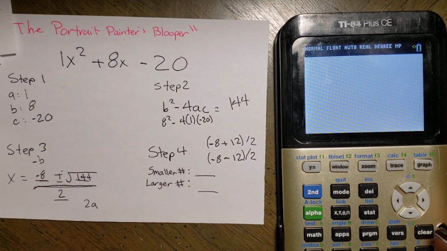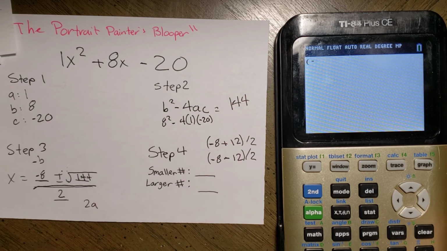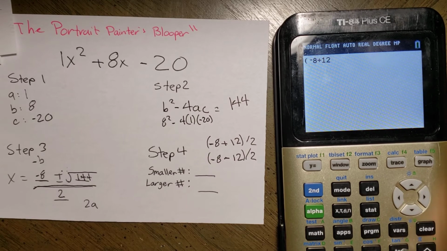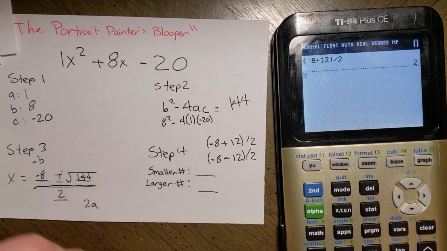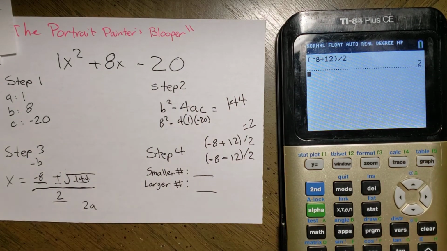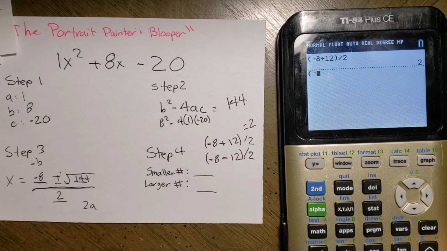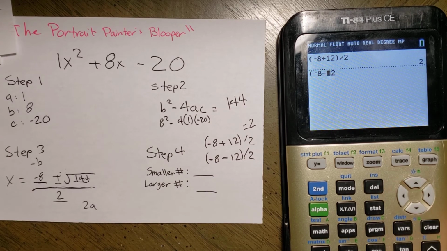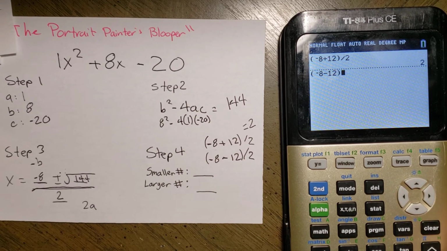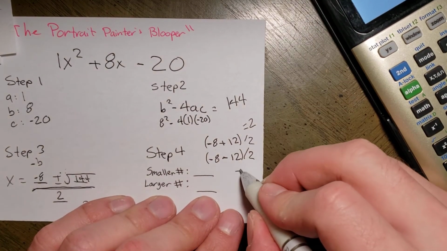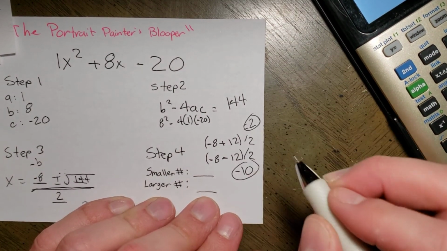All right, here we go. Let's see here. Bracket, negative 8. And again, I take my time because I go too fast and I make mistakes. Here we go. Negative 8 plus 12 divided by 2. 2. Okay, so one of my answers is a positive 2. Write that down. And then bracket, negative 8 minus 12. Oh, no. Slow and smooth, bro. Try to believe your own rhetoric here. Negative 10. Okay. So one answer is 2, one is negative 10.